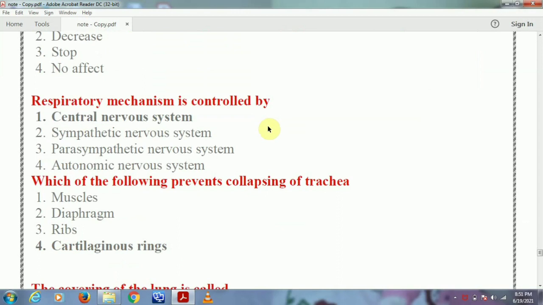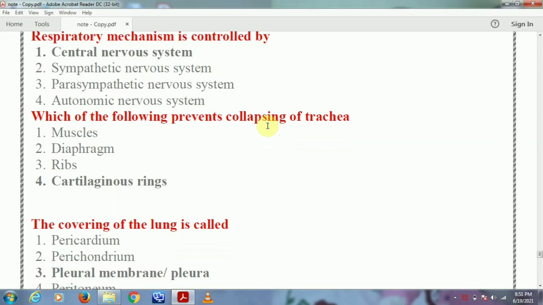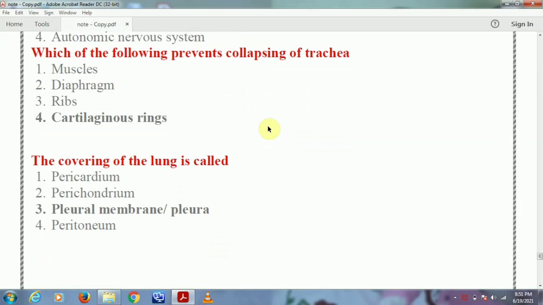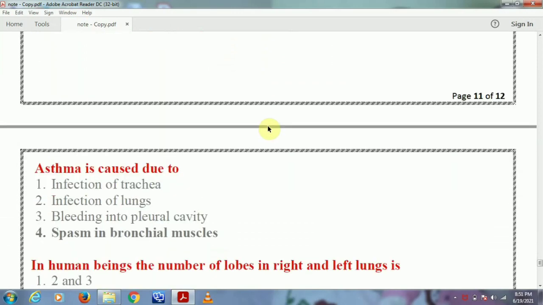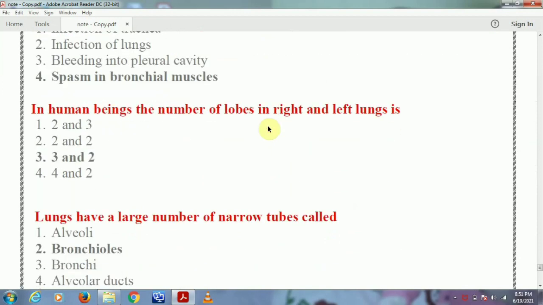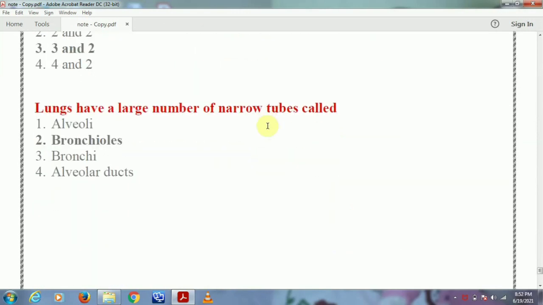Which of the following prevents collapsing of the trachea? Cartilaginous rings are present in the trachea. C-shaped cartilaginous rings, 18 to 22 in number, are present. The covering of the lungs is called pleura. Asthma is caused by spasm in the bronchial muscle. In human beings, the number of lobes: how many lobes in the right lung, how many in the left lung? Three in the right lung, two in the left lung. Lungs have a large number of narrow tubes called bronchioles.